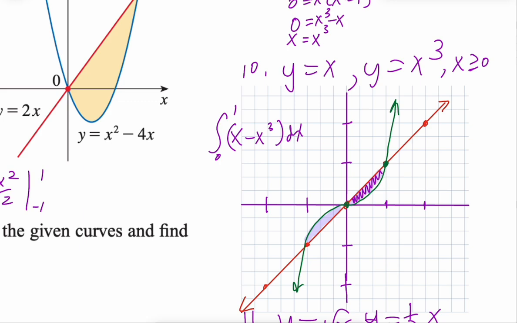So in this particular one, if we just look at the positive, you're going to get x squared over 2 minus x to the 4th over 4 from 0 to 1. And then I'll let you worry about the plugging in for future reference, okay? So there's number 10.